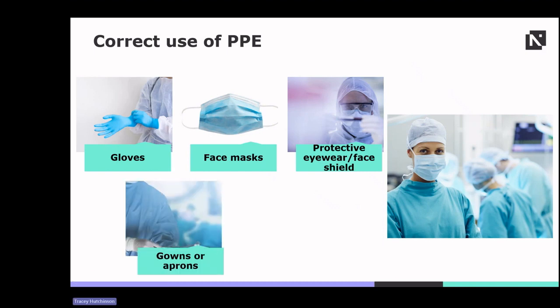Gowns or aprons. Wear gowns or aprons to protect clothing and skin from contamination during procedures that may generate splashes, sprays, or droplets. Choose the appropriate gown or apron based on the level of anticipated exposure to infectious materials. Ensure that gowns or aprons cover the torso, arms, and front of the body adequately. Remove gowns or aprons carefully without contaminating clothing or skin and dispose of them in the designated waste bins or laundry hampers.